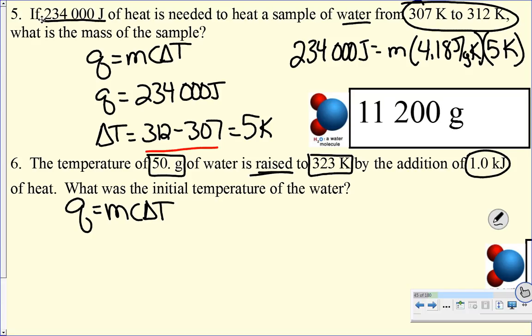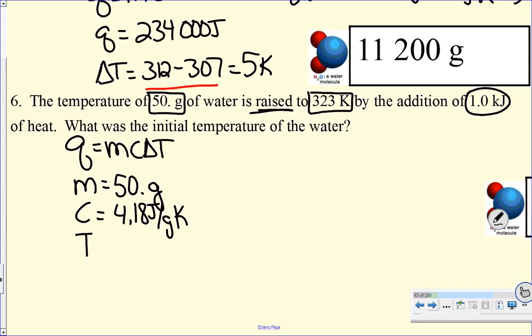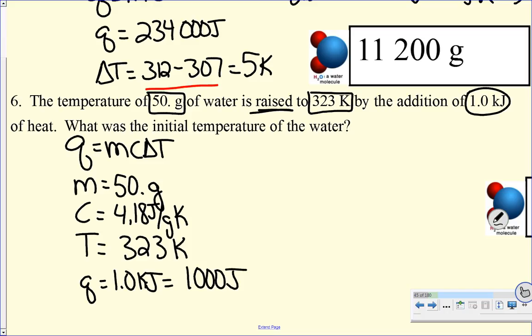So our givens: we have our mass of 50 grams. We know we have C, 4.18 joules per gram Kelvin. We have a T, but we don't actually have a delta T. We want to get to the temperature of 323 K. That's not a delta T, that's just a final temperature. And we have Q, which is given in kilojoules. I'm going to go ahead and convert this to 1,000 joules.